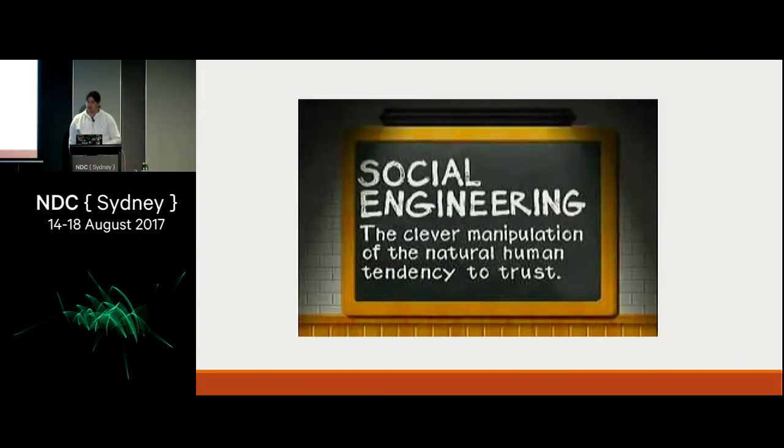So this is another definition of social engineering. It's a clever manipulation of the natural human tendency to trust. And the key word there is trust. It's building up trust with another person.